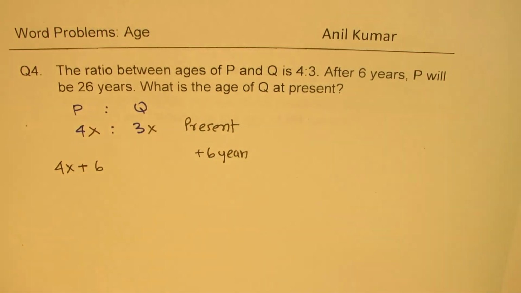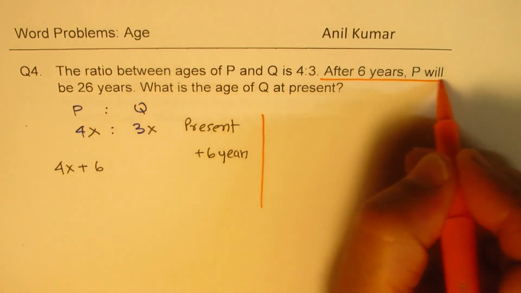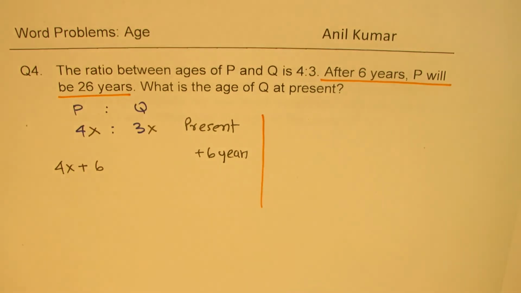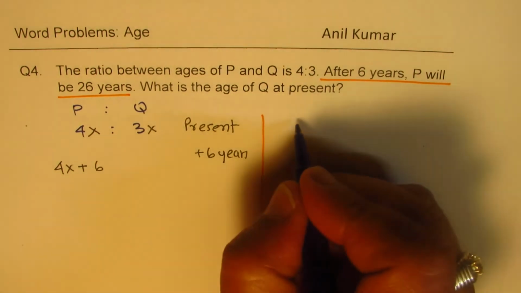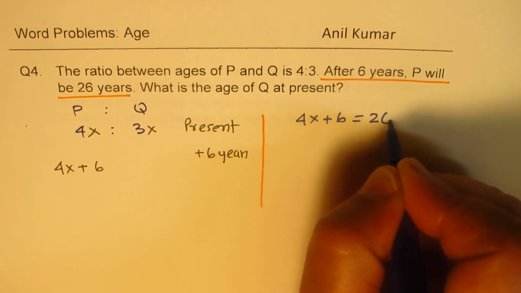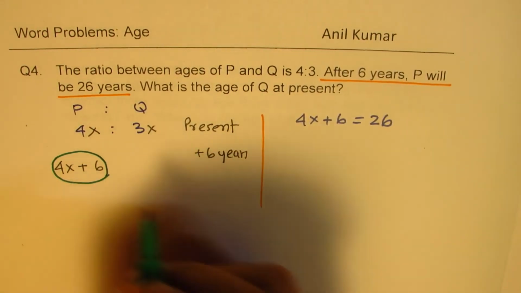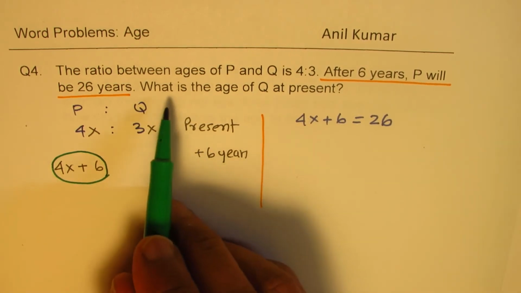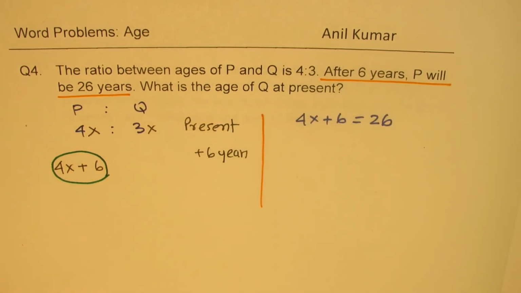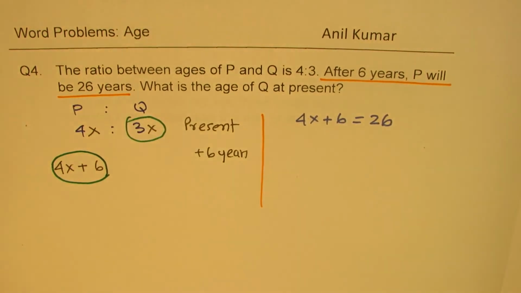So what are we saying? We are saying that after 6 years, P will be 26. So that gives you an equation that 4x plus 6 is equal to 26, right? So after 6 years, we are interested in P's age, which is 26. What is the age of Q, which we have to find, right? So we need to find this number. Is that clear to you?